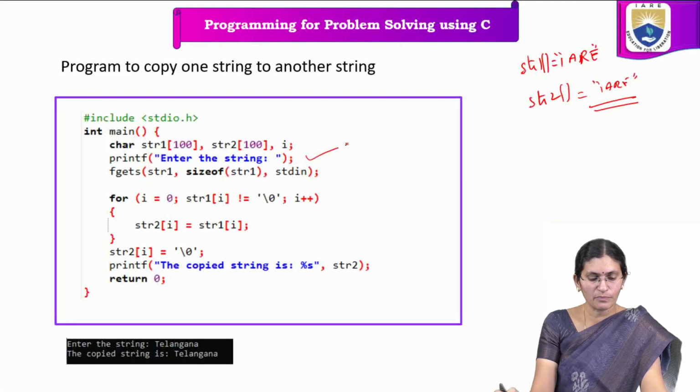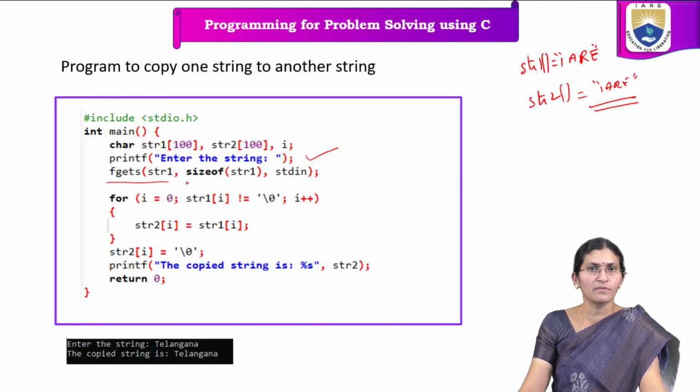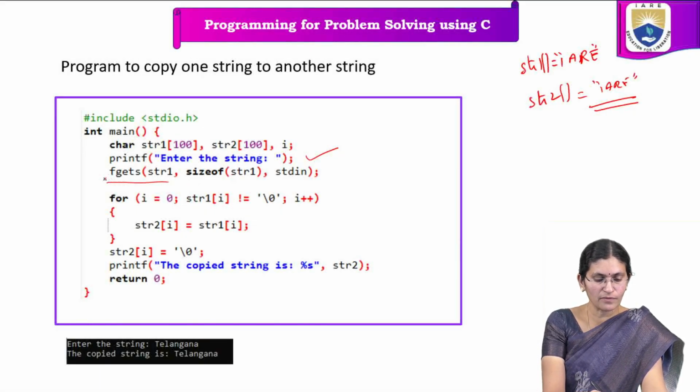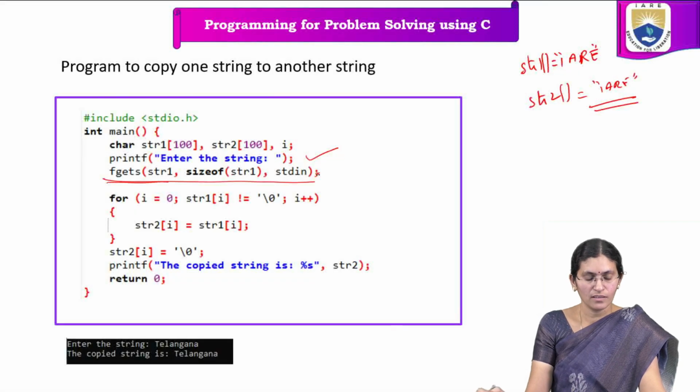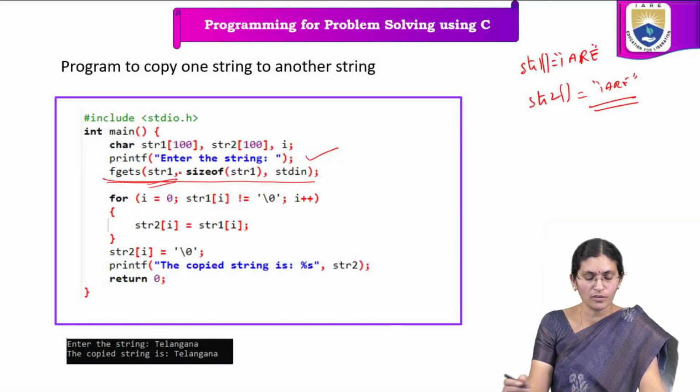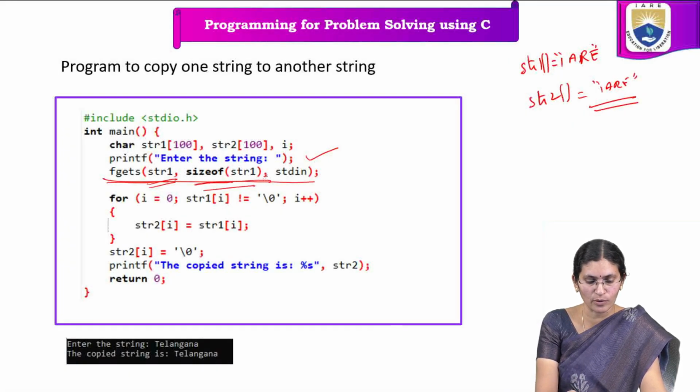Next, this line will be printed on the screen. We can use the fgets function also instead of the gets function. The fgets function will read the string from the user. The name of the string is str1, and the length of the string is determined by the sizeof operator, from the standard input.